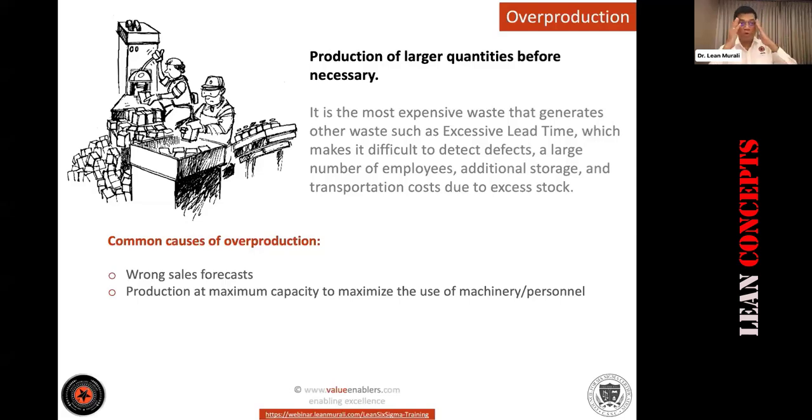I have invested in a 1 crore machine. It is capable of producing 1,000 pieces. Why would I produce only 500 pieces? I will produce 1,000 and keep. Cost per component is low.